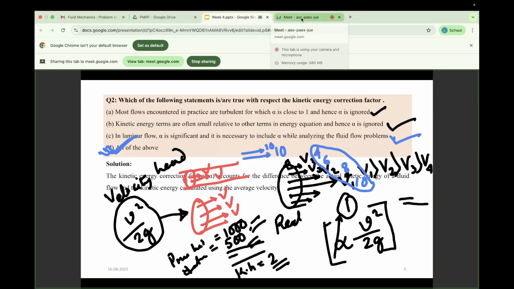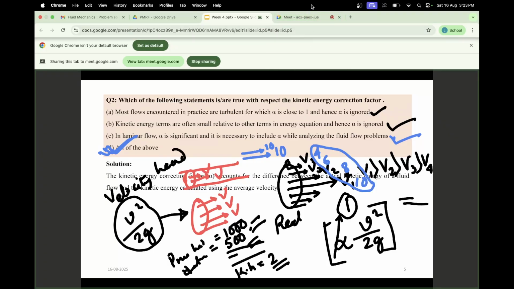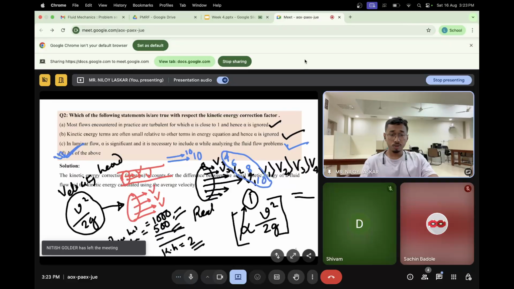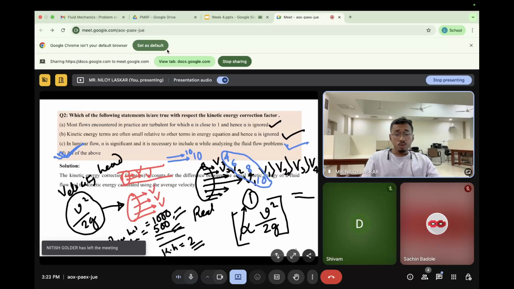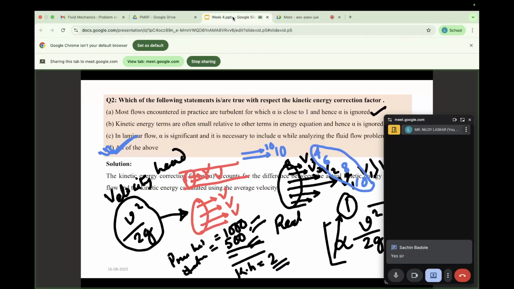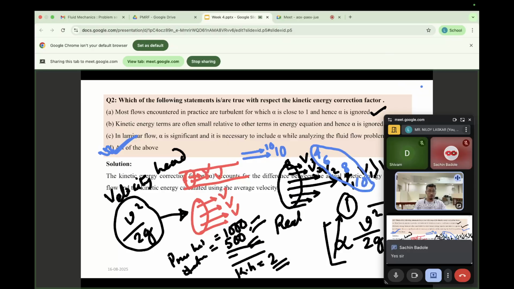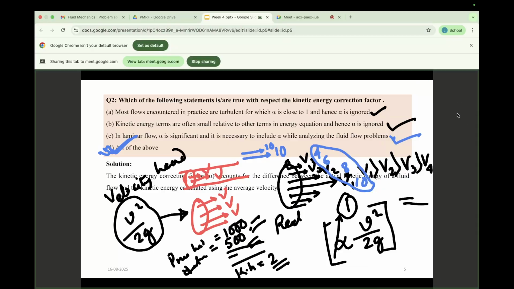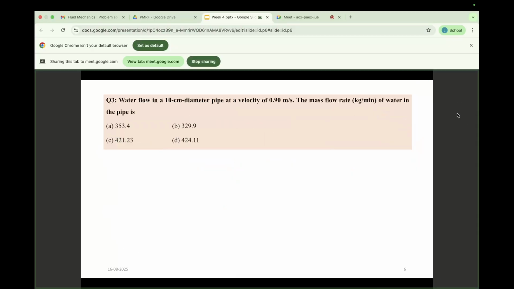Okay, so is this concept clear to you? So Sachin, good, you have answered it correctly. Okay, thank you for the confirmation. So let us move to the third question.